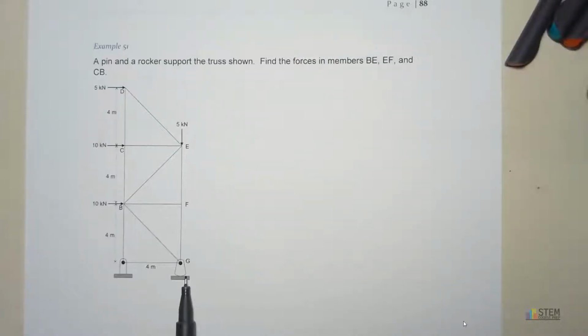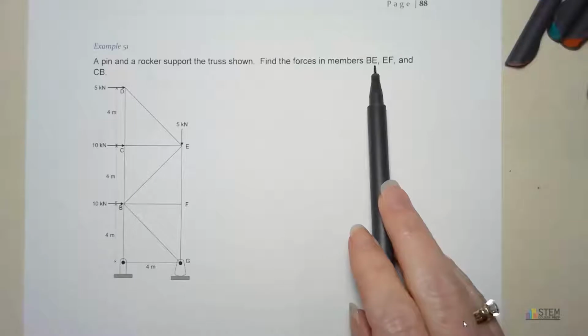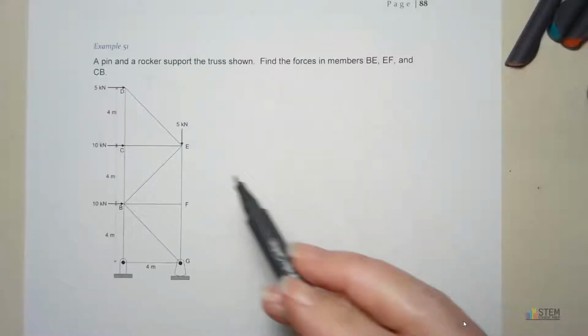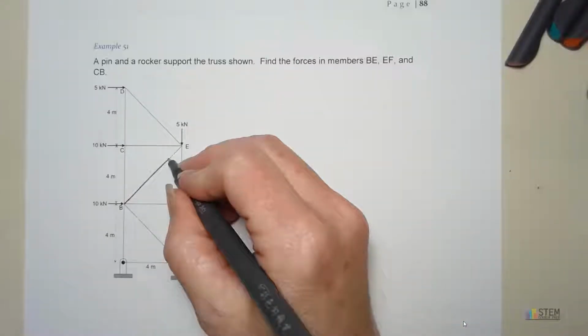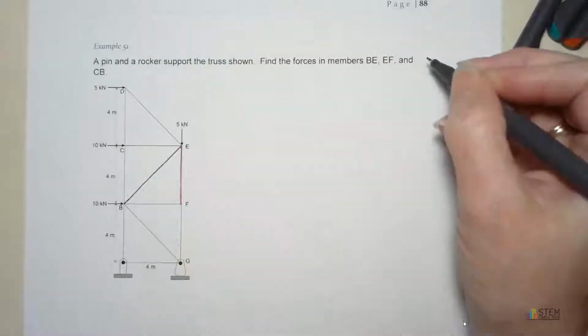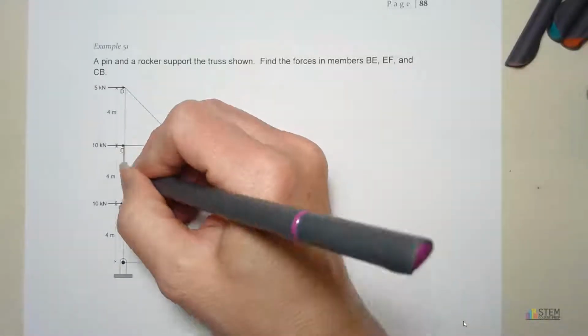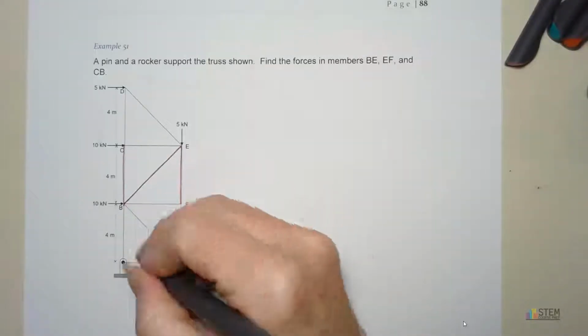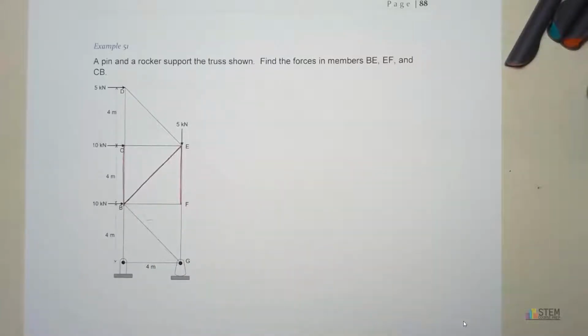What we want to do is find the forces in the members BE, EF, and CB. That's what we want to do. So let's figure out where those are. Here is BE. EF is right here, and then CB is right here. All right, we're going to use method of sections because we don't care about all of the forces in these other members, so we don't need to do method of joints.